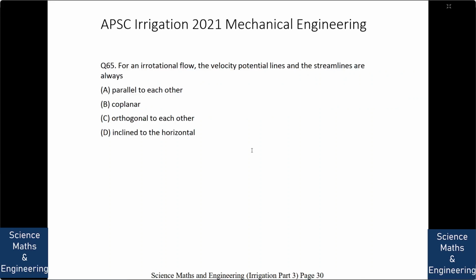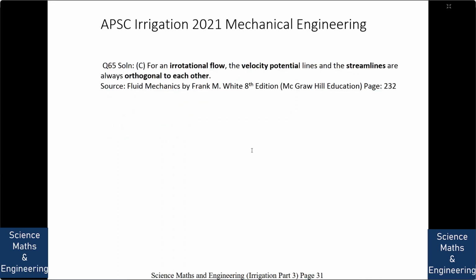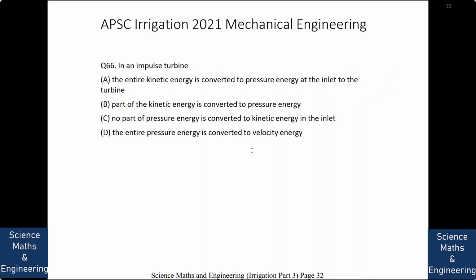For an irrotational flow, the velocity potential lines and the stream lines are always A, parallel to each other; B, coplanar; C, orthogonal to each other; or D, inclined to the horizontal. So you can pause and think of the answer. So the answer is C: for an irrotational flow, the velocity potential lines and the stream lines are always orthogonal to each other. If you have any more doubt, you can follow the source. So we'll go to the next question.